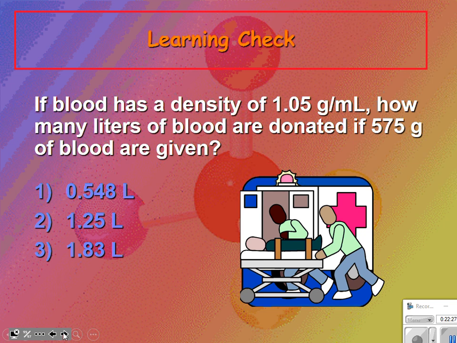Another learning check, our last learning check here for the density, folks. If blood has a density of 1.05 grams per milliliter, how many liters of blood are donated if 575 grams of blood is given? Okay, go ahead and calculate that out, and then we will work that.